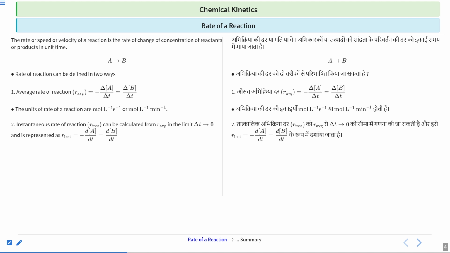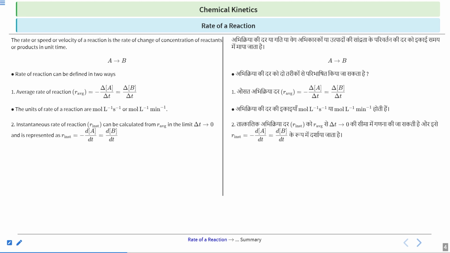So you must have seen this in your calculus also. When we are limiting the time to delta t, that means the change in time is almost negligible or close to zero. Okay, now we can represent this as minus dA by dt, or in terms of product, dB by dt. Clear? Okay, very good.